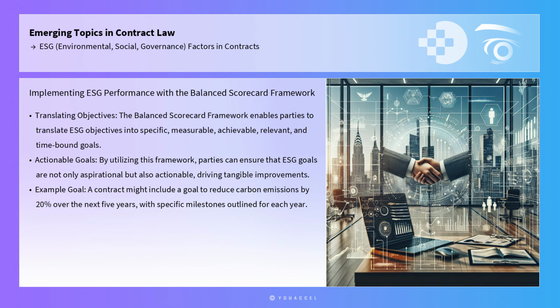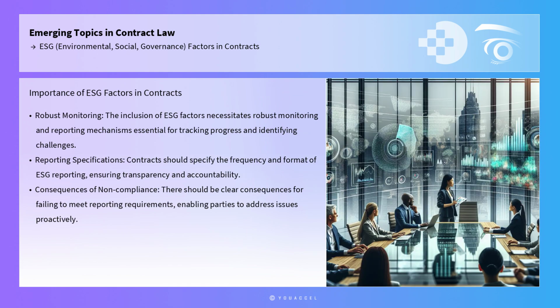in their sustainability practices. The inclusion of ESG factors in contracts also necessitates robust monitoring and reporting mechanisms. These mechanisms are essential for tracking progress, identifying challenges, and facilitating continuous improvement. Contracts should specify the frequency and format of ESG reporting, as well as the consequences of failing to meet reporting requirements. This ensures transparency and accountability, enabling parties to address issues proactively and maintain trust in the contractual relationship.